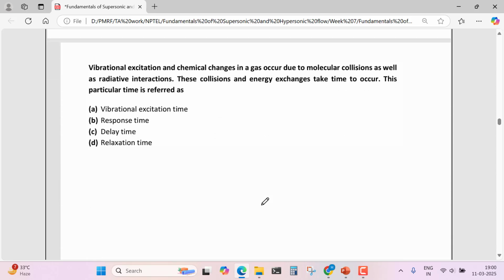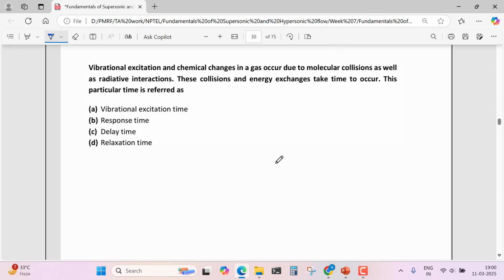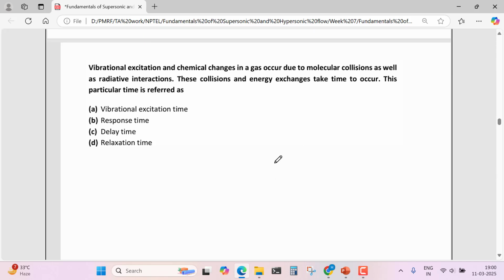Now we will see the next problem. Vibrational excitation and chemical changes in a gas occur due to molecular collision as well as relative interactions. So you already know what the collision is for. The collision is the one which is responsible for vibrational excitation and all the chemical reactions which happen in the system.